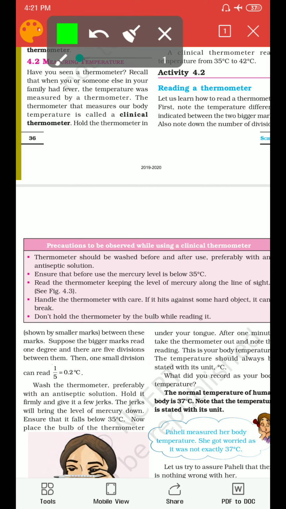Now students, we have discussed till here. In the next part, we will discuss the difference between the clinical thermometer. First we will discuss the kinds of thermometer, then we will study the difference between clinical thermometer and laboratory thermometer, and then also the modes of the transfer of heat: conduction, convection, radiation, land breeze, sea breeze, conductors and insulators and all.